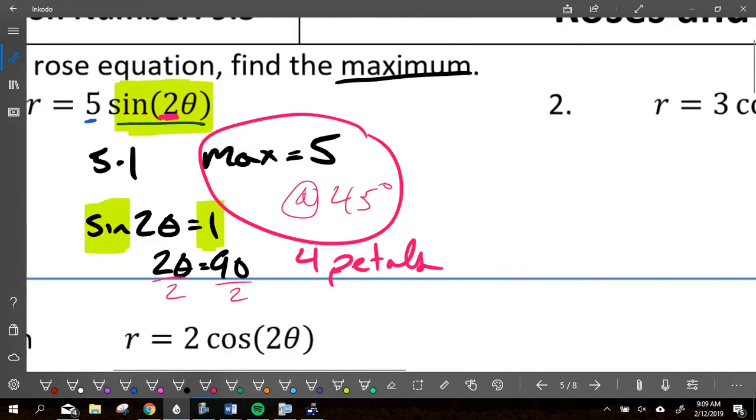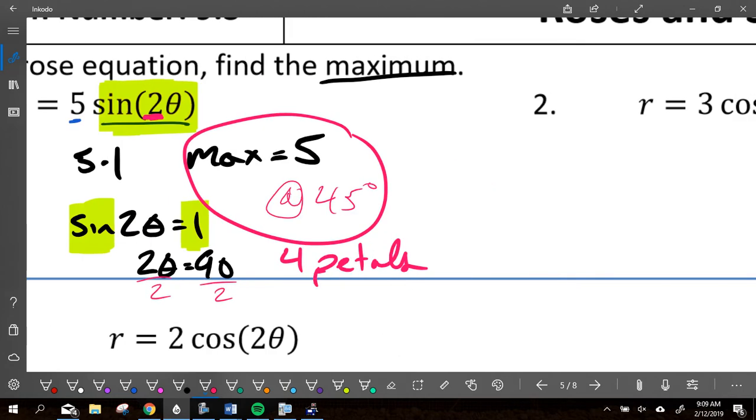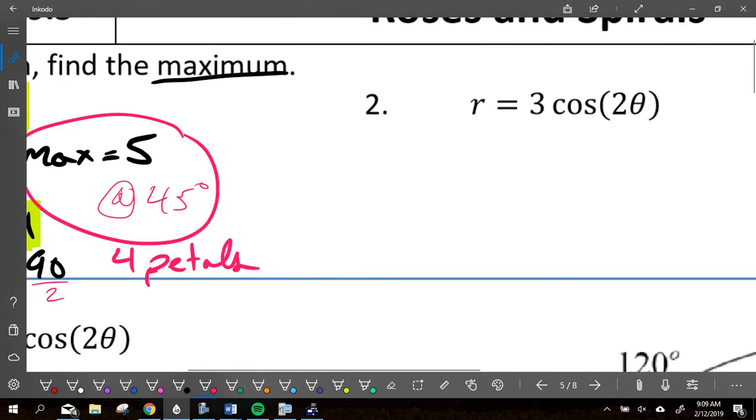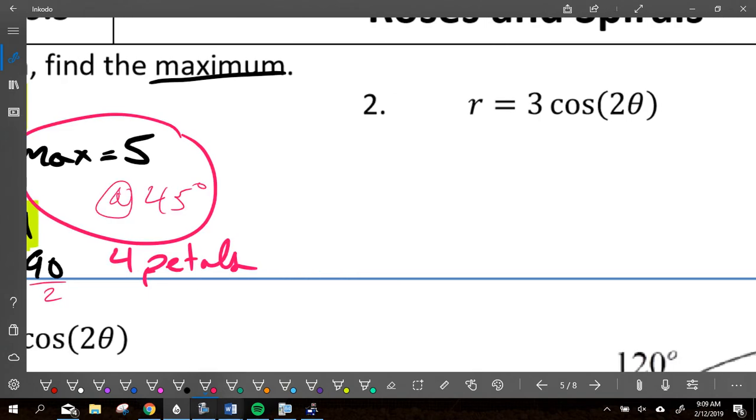Where is the maximum going to happen? And 4 petals. Again, that's not the only maximum. There's going to be 4 maximums because there's 4 petals, but we found one of them. Do the same thing for the next 2.